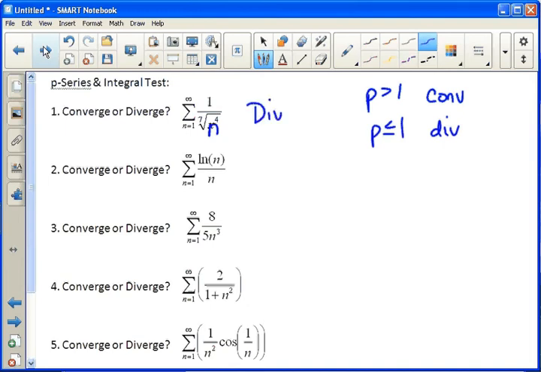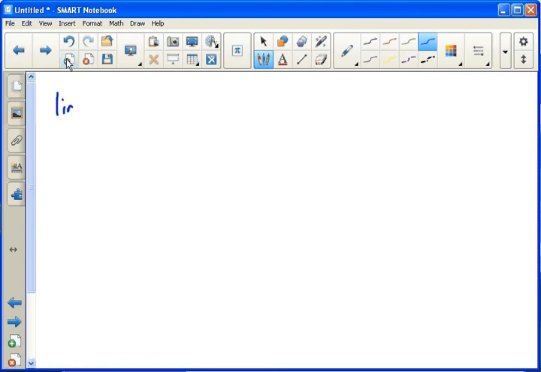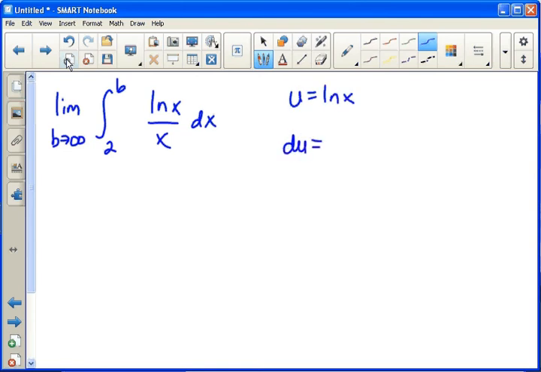Okay, number 2 is the integral test. So let's look at that and see if we can figure that out. We would have to rewrite it as the limit as b approaches infinity of the integral from 2 to b of natural log of x over x. Our u would be natural log of x, because u is always natural log. The derivative of that is 1 over x dx, which is actually a perfect match for what we have. Because if you need to, you can rewrite this and see that it's the same as this. So we have u du.